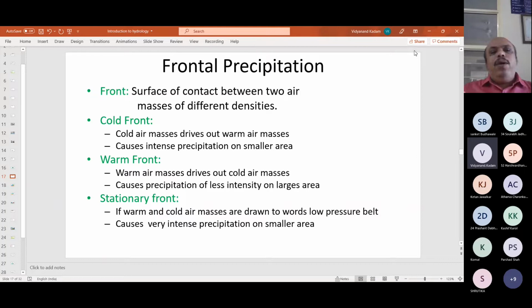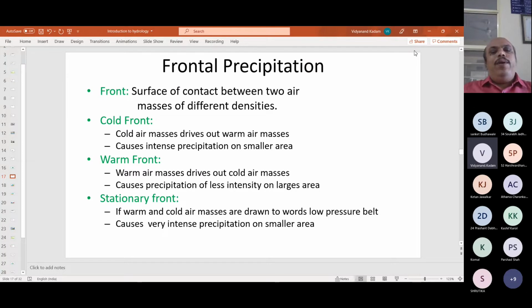Wind flows from high pressure to low pressure. Okay, so if the warm air masses and cold air masses are drawn towards the low pressure belt, in that case that front is known as a stationary front. When these two air masses meet at a low pressure belt, it is known as a stationary front. And when there is a stationary front, the precipitation is intense and takes place on a comparatively smaller area.